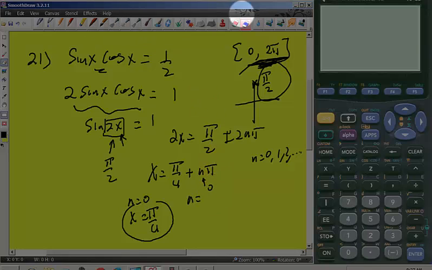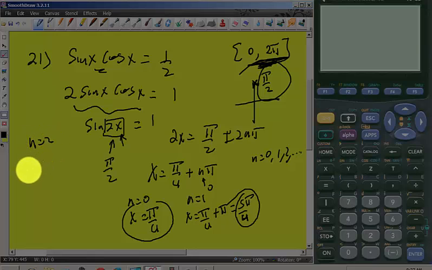So now I'm going to go n is equal to 1. Okay? So I'm going to get x is equal to pi over 4 plus pi, which is 5 pi over 4. Is that less than 2 pi? Keep it. Then I'm going to go n is equal to 2, which is going to give me x is equal to pi over 4 plus 2 pi. I can stop there because that goes beyond 2 pi. So I have 2 solutions.